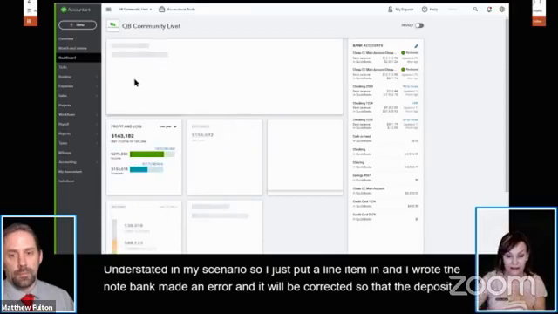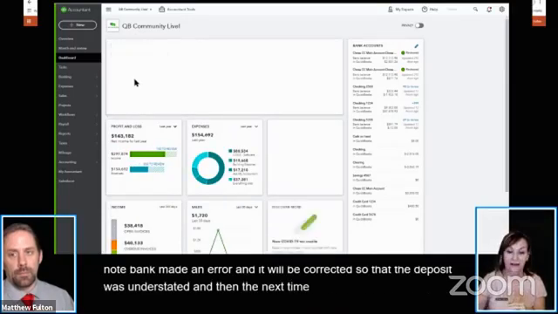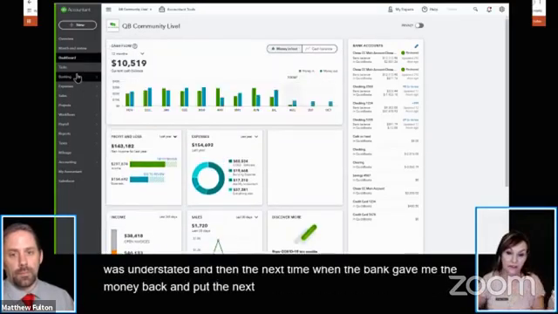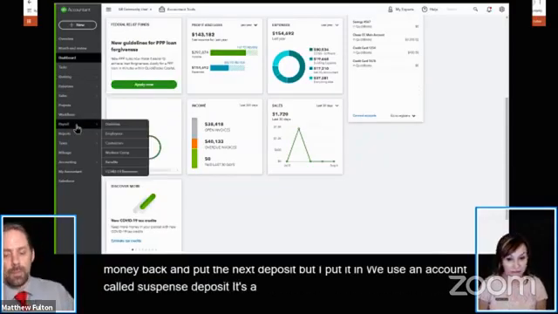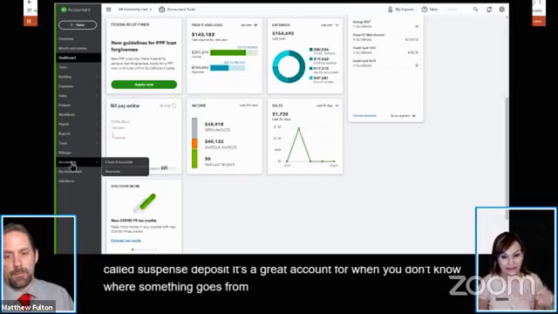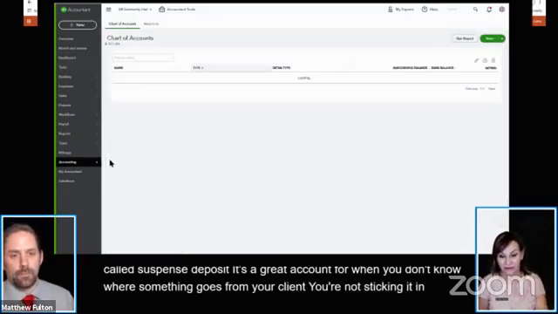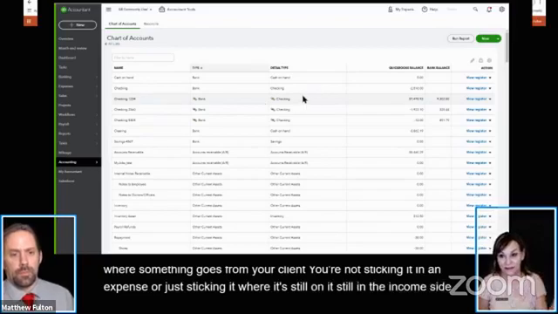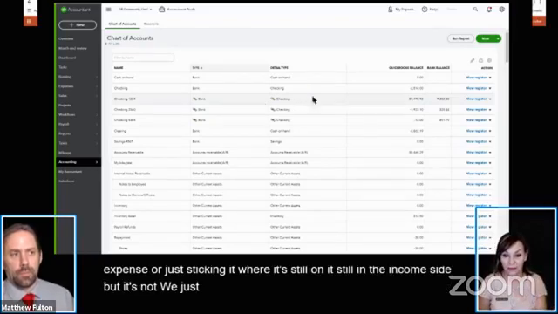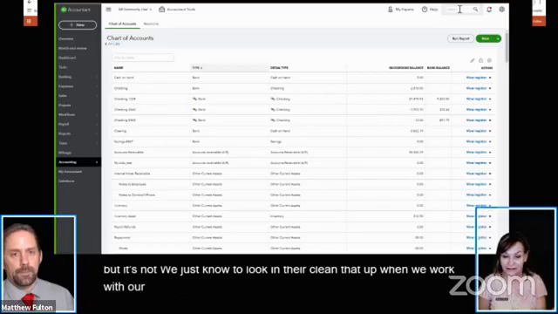And then the next time when the bank gave me the money back, I put in the next deposit, but I put it in an account we use called Suspense Deposit. It's a great account for when you don't know where something goes from your client. You're not sticking it in an expense. You're just sticking it where it's still on the income side, and we know to look in there to clean that up when we work with our clients, when we get deposits for cash or whatever.